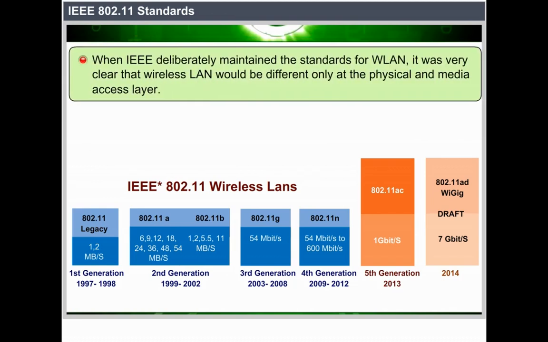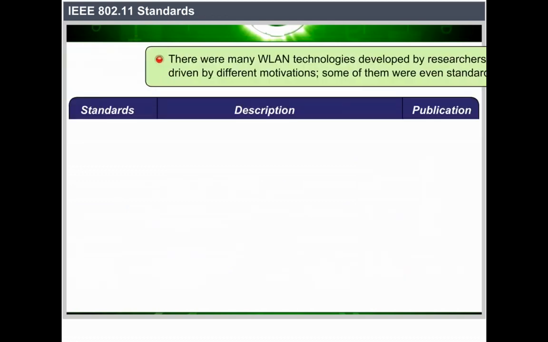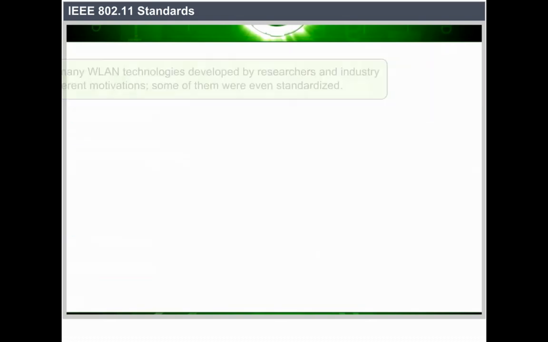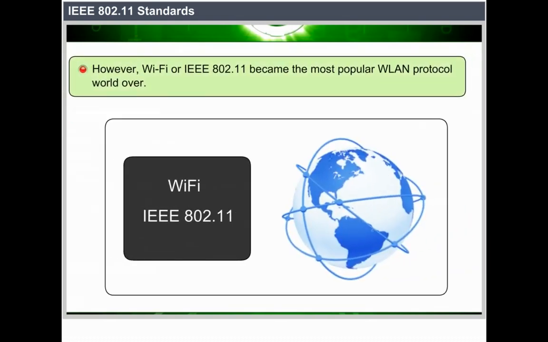When IEEE deliberated the standards for WLAN, it was clear that wireless LAN will be different only at the physical and media access layer. There were many WLAN technologies developed by researchers and industry driven by different motivations. Some of them were even standardized. However, Wi-Fi or IEEE 802.11 became the most popular WLAN protocol the world over.